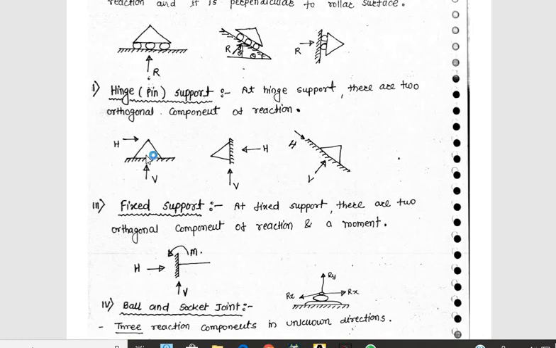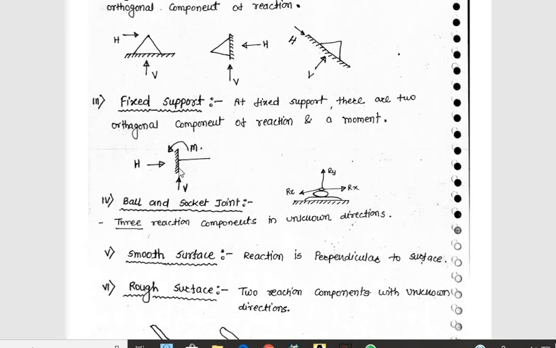Whereas in case of hinge supports, translation in vertical as well as horizontal directions has been restrained. Due to that restrained translation in both directions, it offers both support reactions, vertical as well as horizontal. Rotation is allowed in both cases, but in the fixed support, translation has been restrained in both directions and rotation is also restrained. Due to that restrained rotation, a third component comes into the picture, which we call a moment.